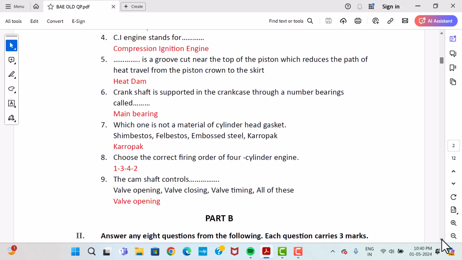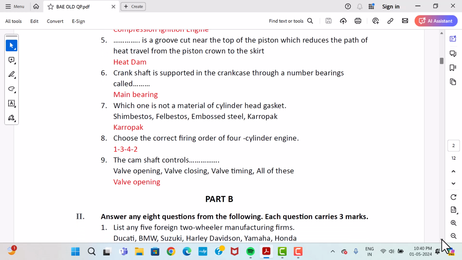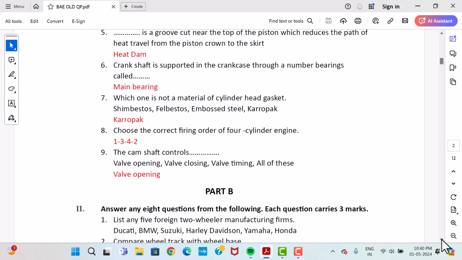The camshaft controls dash. Options: valve opening, valve closing, valve timing, all of this. You may be a little confused about this question. The correct answer is valve opening. The function of the camshaft is to operate the cam, to open the valve. Closing takes place because of the spring load. So the exact answer is valve opening.